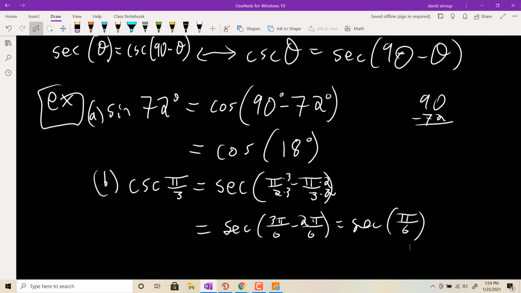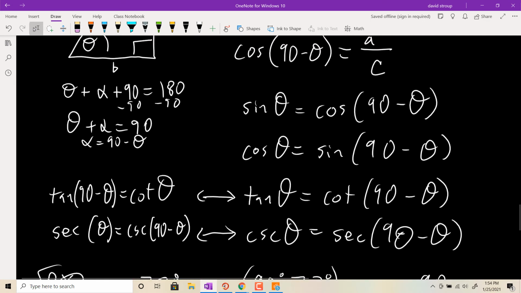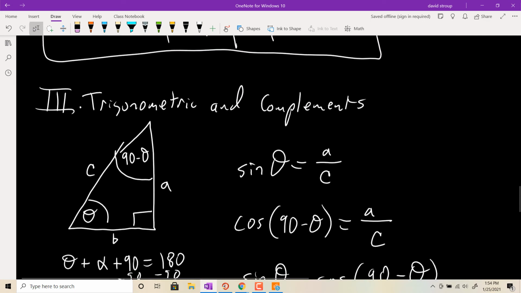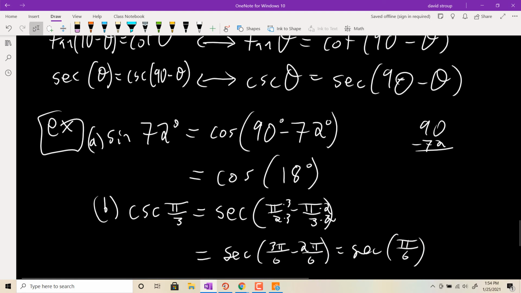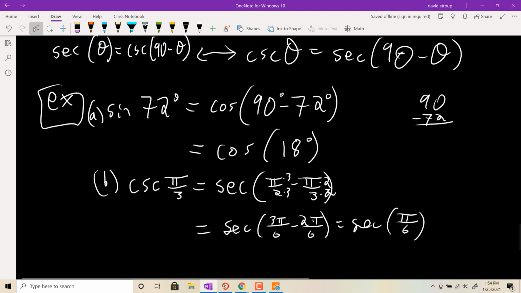Yeah, using cofunction identities. These things are called complements, but I guess they're also called cofunction identities. So let's make note of that over here somewhere. Cofunction identities. Okay. So the actual problem was saying use the cofunction identities with the same value.